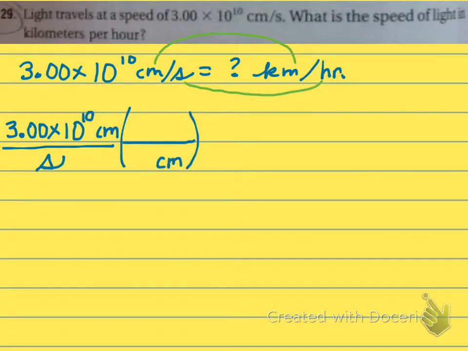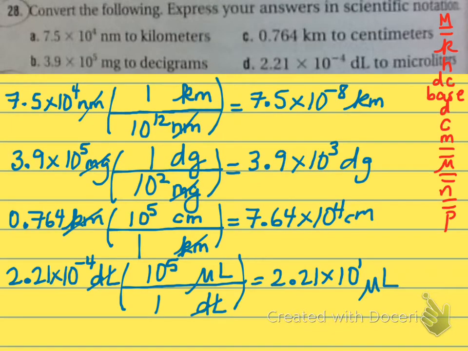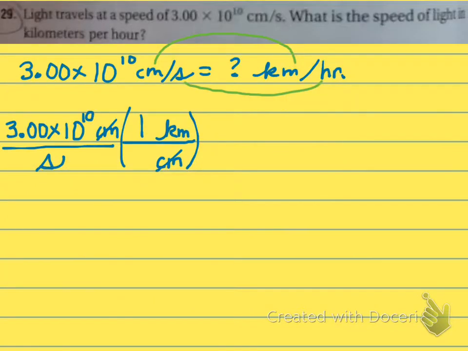So centimeters has to go in the denominator and kilometer is going to go in my numerator. A kilometer is larger. And again, it's 1, 2, 3, 4, 5 moves. So it's 10 to the 5th. Right now, if I stopped, I'd be in kilometers per second. I don't want kilometers per second. I want kilometers per hour. So I need to change seconds to hours.